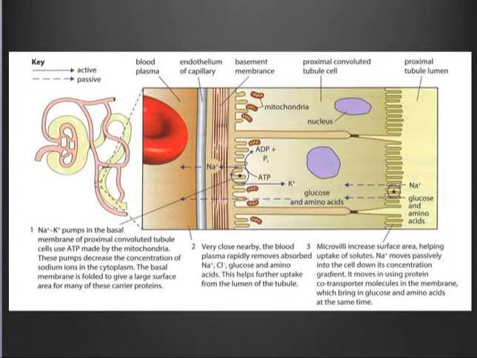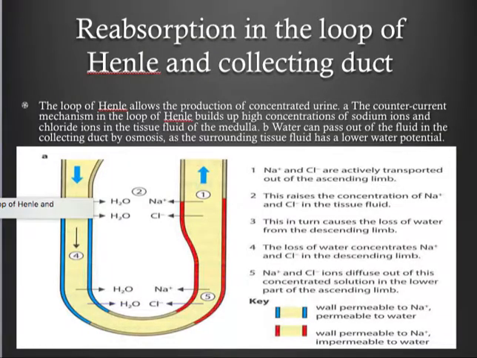So again, let's really look at this model. So here you have your sodium-potassium pumps in the basal membrane of proximal convoluted tubule cells, and they use ATP made by the mitochondria. So these pumps decrease the concentration of sodium ions in the cytoplasm. The basal membrane is folded to give a large surface area for many of these carrier proteins. Very close by, the blood plasma rapidly removes absorbed sodium and chloride, glucose, and amino acids. So this helps further uptake from the lumen of the tubule. And then microvilli increase that surface area, helping the uptake of solutes.